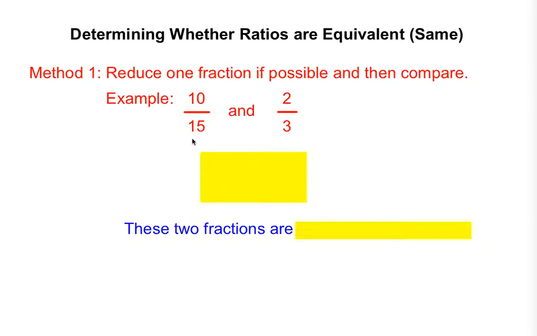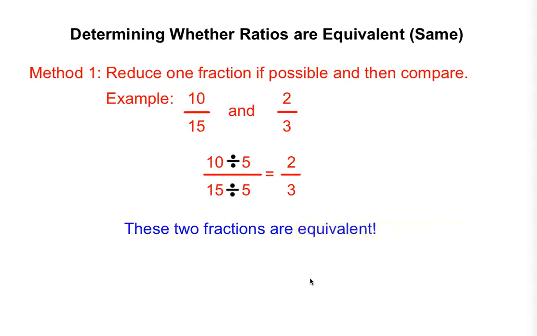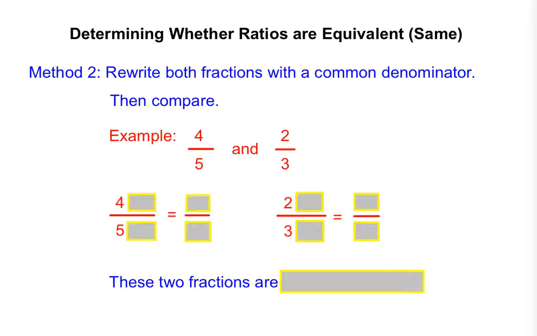Between these two fractions, hopefully you've determined that 10/15 are both divisible by 5 and therefore is reducible to 2/3, which is exactly the second fraction. So these two fractions are equivalent. They are the same. Now, what if the fractions are not reducible? Let's move into method 2.